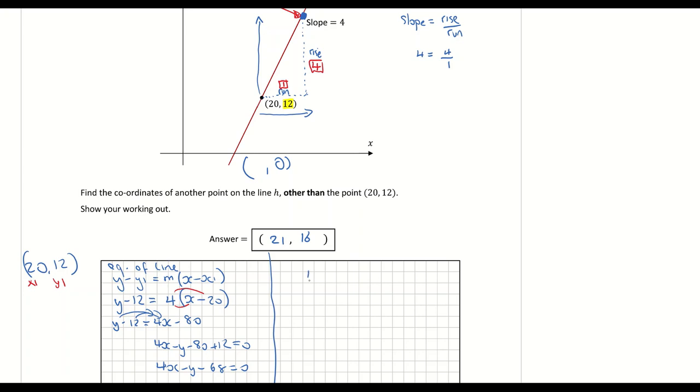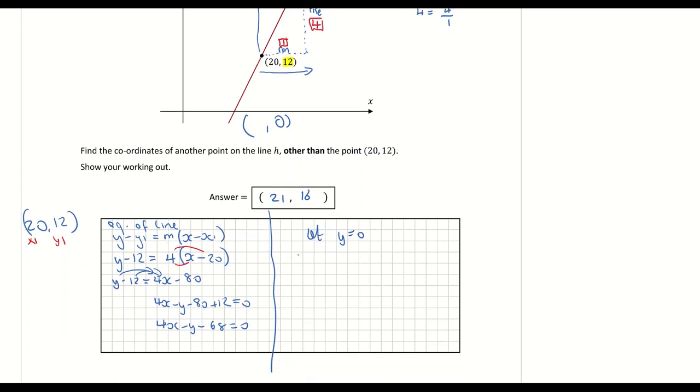So in other words, I'm going to let y is equal to zero to find out where it cuts the x-axis. So all I need to do now is come to my equation of the line that I found and sub in zero for y, which will give me 4x minus 68 is equal to zero. Add 68 to both sides or move it over. So that's giving me a value for x of 17. So another value there for my point would be 17, 0. There is a second possible value.